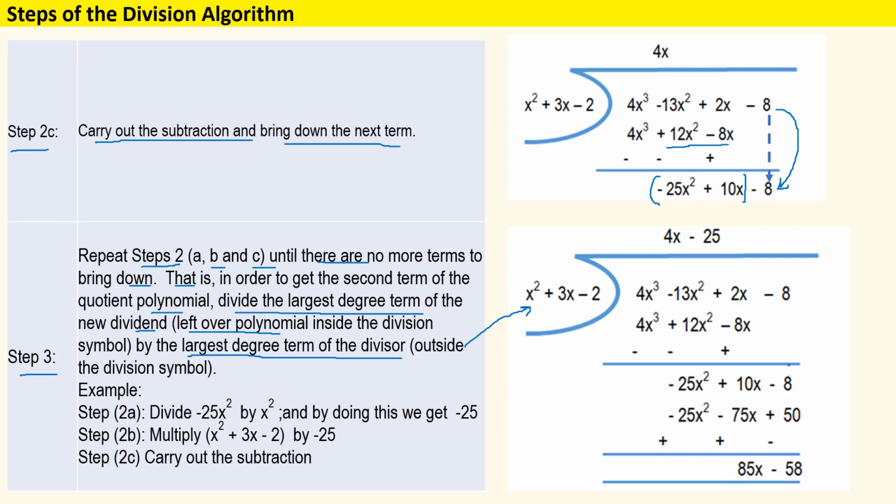So in the example we are working with, we will do step 2a again, and in that case we will divide minus 25x squared by x squared, and in doing so we will be left with minus 25. Then we will multiply this minus 25 by the complete divisor, which is x squared plus 3x minus 2, and then we shall carry out the subtraction. So this step is shown here, and we carry out the subtraction of minus 25x squared minus 75x plus 50, and then we are left with 85x minus 58.